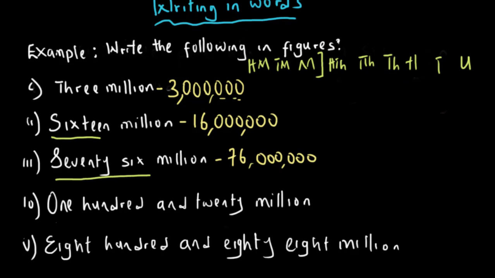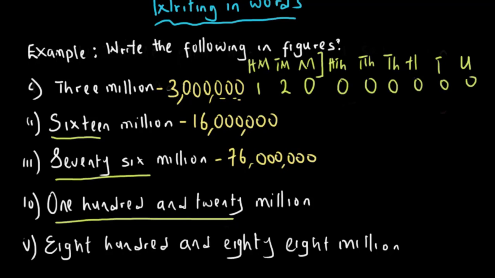Let's do IV. So we have 120 million. Remember, we write the million part first, 120, and then for the remaining we put zeros. So 120 million will give us 120,000,000. Do you understand?